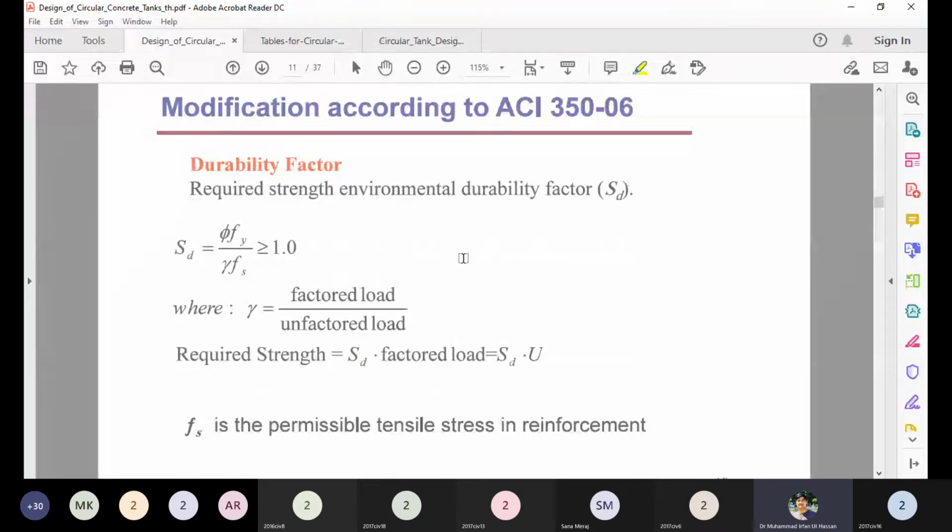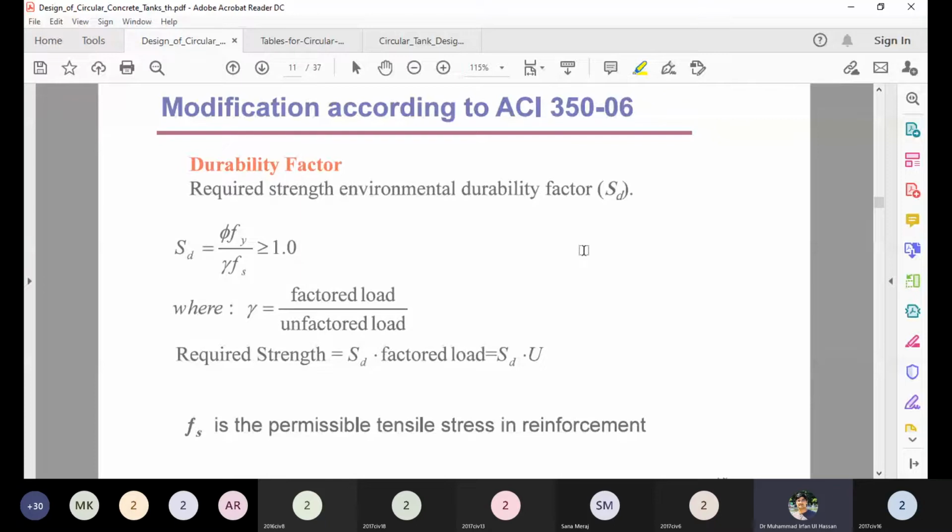Then one more factor is also added, that the required strength should also be multiplied with the durability factor. So sometimes we are multiplying our required strength with the durability factor also. The durability factor is SD, which is the ratio of the yield strength of the steel to the working stress of the steel, where working stress is also multiplied with gamma. Gamma is the ratio of the factored load to the unfactored load, whereas the yield strength is reduced by phi, the bending resistance factor.